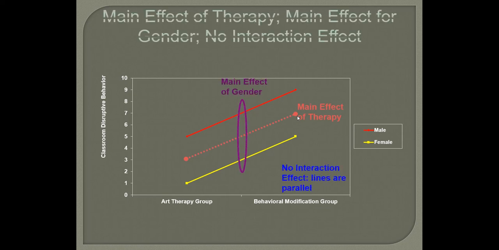Alright, here we have no interaction. No interaction is basically when the lines are more or less parallel. So we have no interaction, but we do have main effects for gender and for therapy. We can see the main effect for gender because the lines are separated from each other, where the males are scoring on average higher than the females. And we can see the main effect for therapy group because the behavior mod groups are a bit higher than the art therapy group. But there's no interaction because the effect of art therapy on classroom disruptive behavior is more or less similar across both genders.